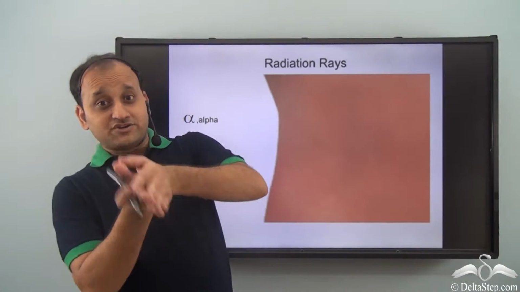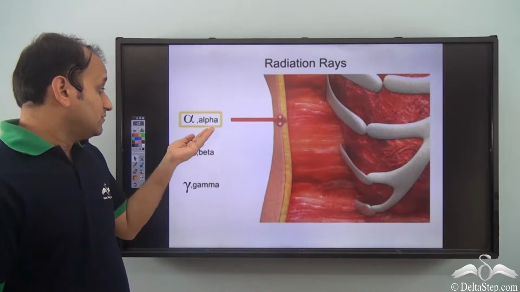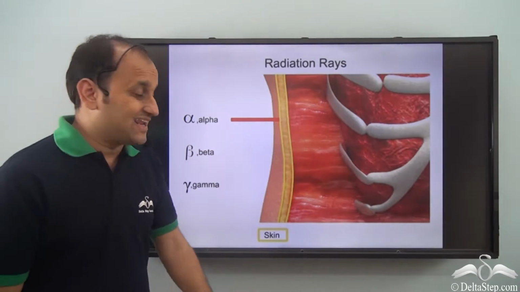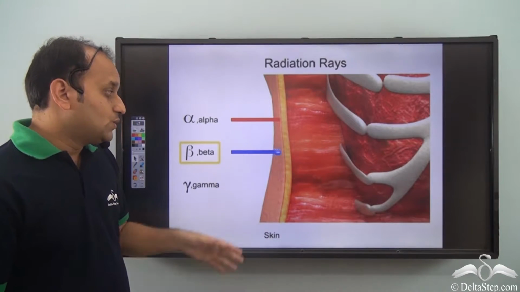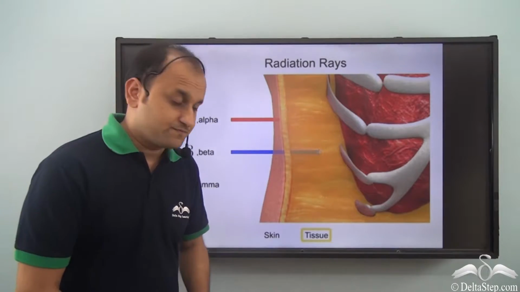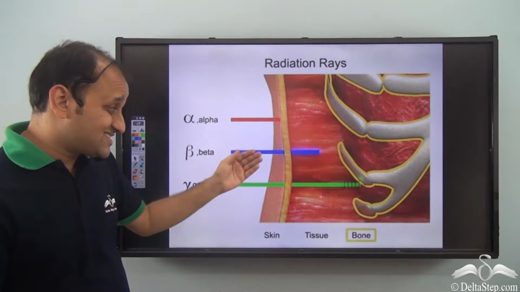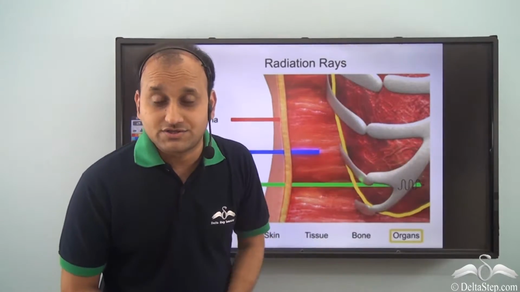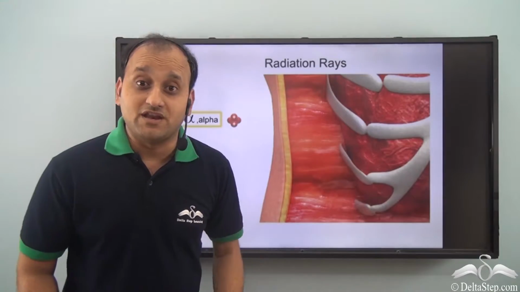Let's understand the penetration power of different radioactive radiations. So this is alpha particle, which is easily stopped by our skin. Then we have beta particle, which can penetrate our skin and reach tissues, while gamma radiation can actually penetrate skin, tissues, bones, and actually reach our organs. So if used in a controlled environment, they can be very beneficial.